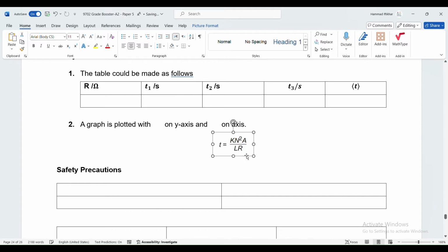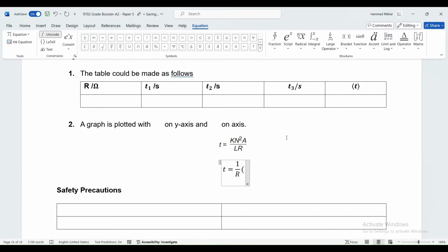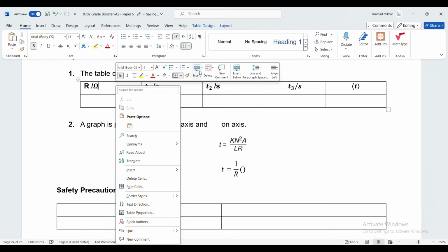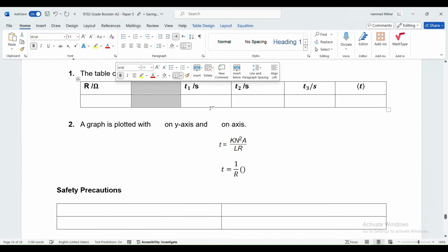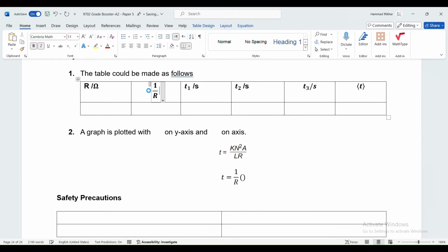So what we can do is make it into some sort of straight line equation, because r is independent, t is dependent. So we can start with 1 over r. Okay, so we can include one more column for 1 over r, and that will be per ohm. And then we have k n whole squared area.